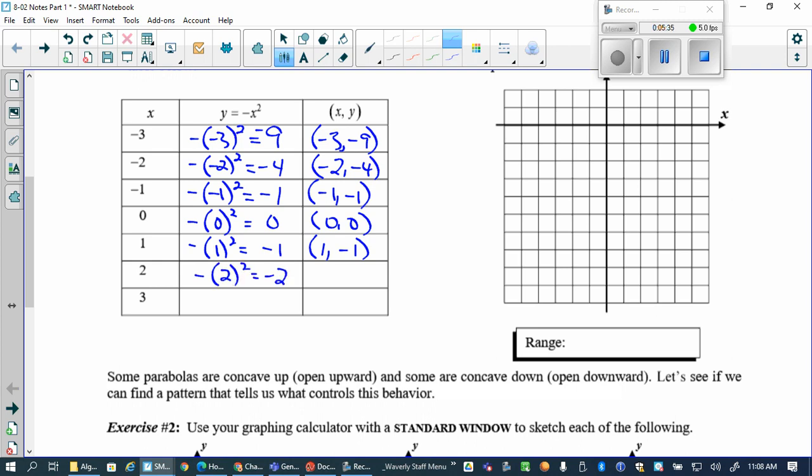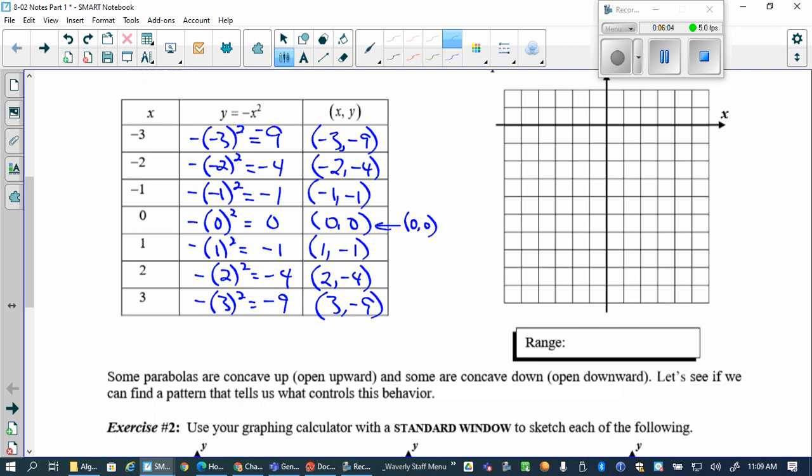Or, yep, not -2. Negative what? 4, right? 2, -4, and -3 squared is -9. Okay? Hey, looking at your table, by the way, do you see the vertex? Where? What point? It's 0, 0, right?